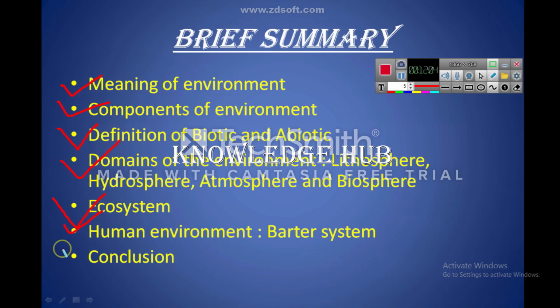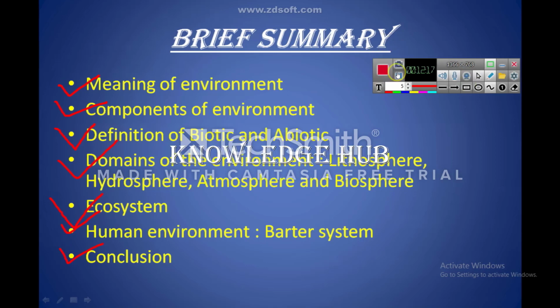Now, conclusion. In this chapter, we conclude that a perfect balance is necessary between the natural and human environment. Humans must learn to live and use their environment in a harmonious way.